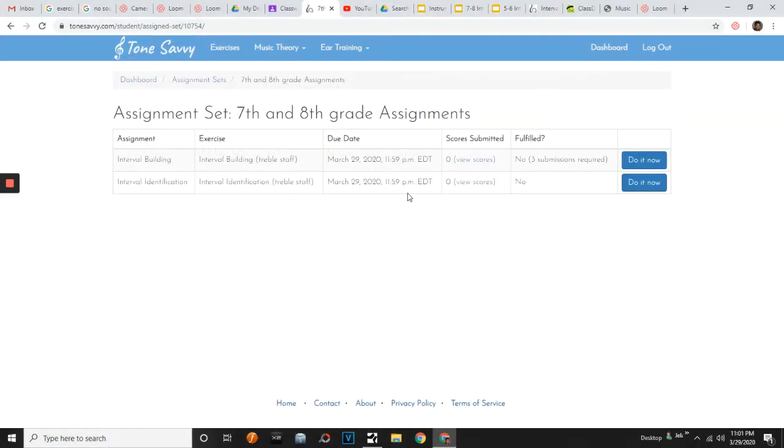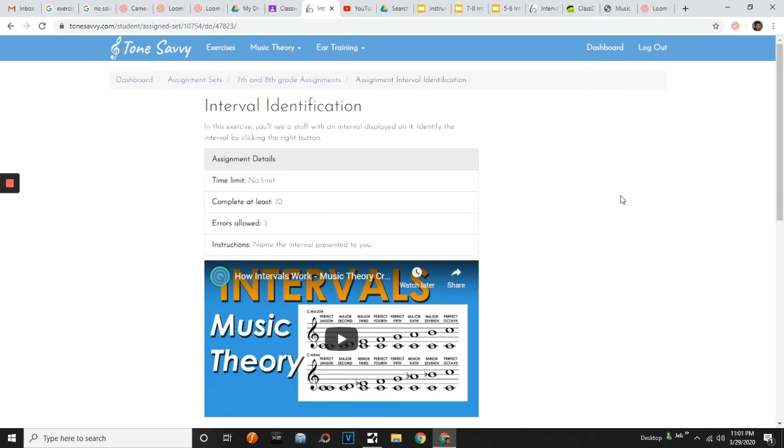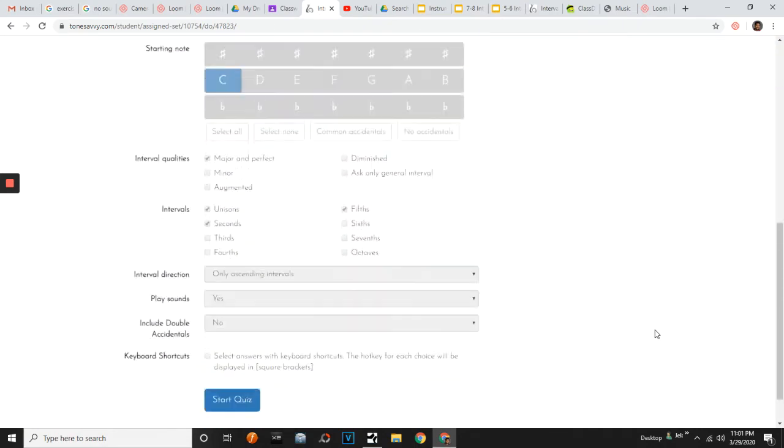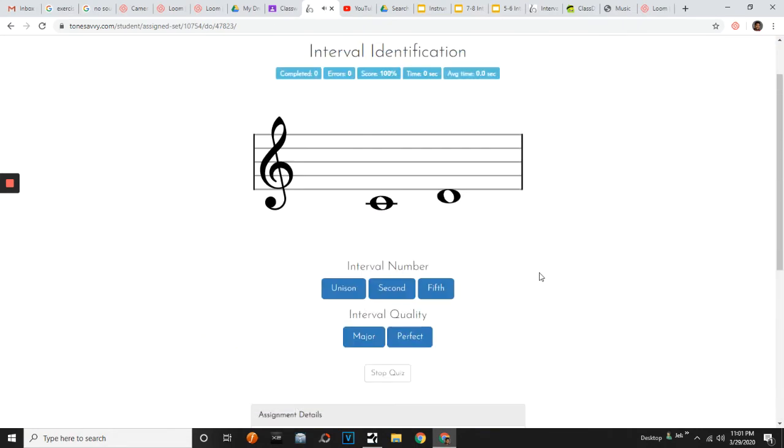All right, and the last one is interval identification. Whereas with interval building, they want you to place the second note in the appropriate line or space, with this one, they're already going to have those completed. So all you need to do when you start the quiz is listen, and then they're going to ask you what the interval is. With this one, you have the choices.